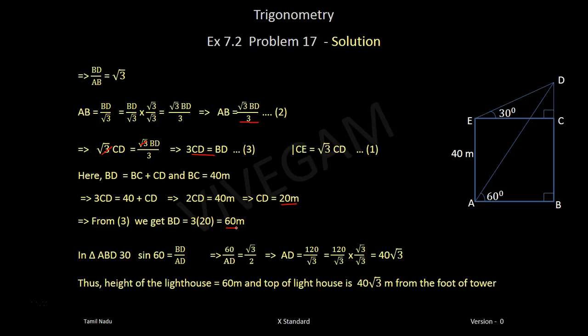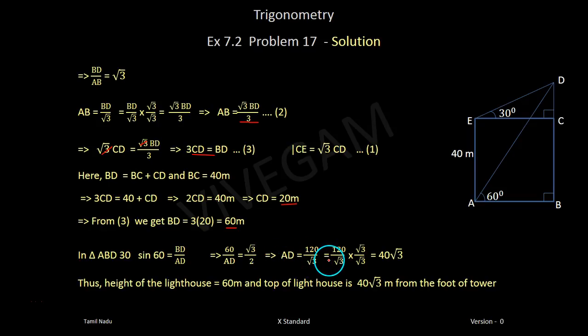Right, so now we know the height of the lighthouse. The problem is done. Right, now in the triangle ABD, that is A, B and D, sine 60 is opposite by hypotenuse. Okay, so sine 60 is opposite, which is BD divided by AD, which means sine 60, this BD is, we just calculated it as 60 meters. So 60 divided by AD equal to the value of sine 60. Sine 60 is root 3 by 2. So, AD will be equal to 120 by root 3.